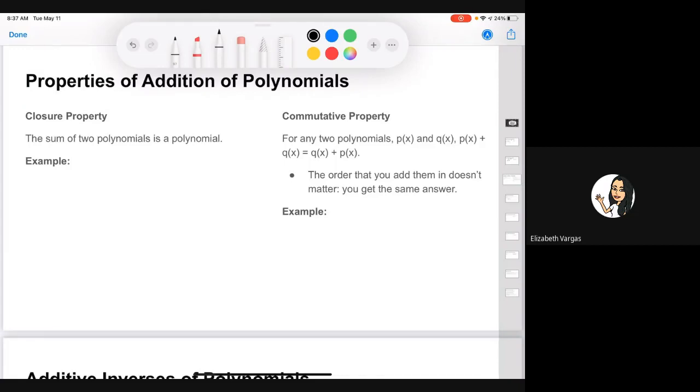So we have different properties for addition of polynomials. We have the closure property, which basically says the sum of two polynomials is a polynomial. So if I add two polynomials together, for example, if I added these two together, what I would get is a resulting polynomial.